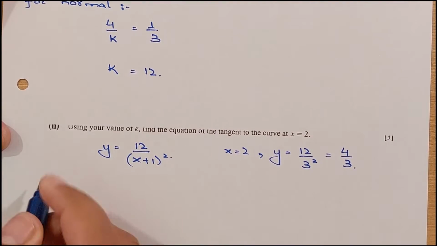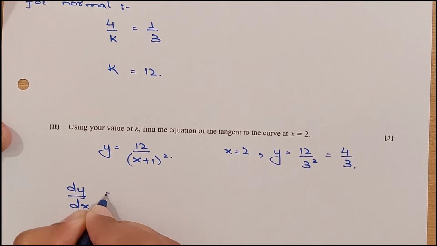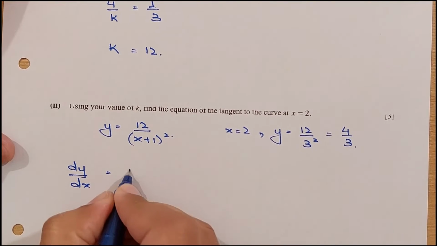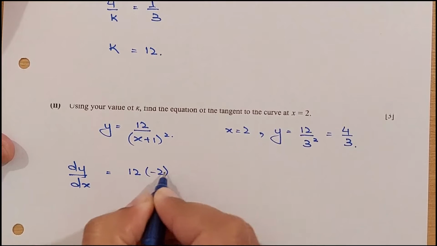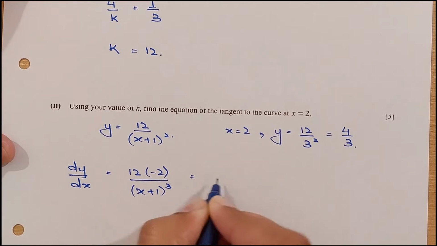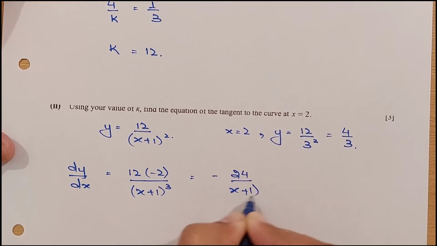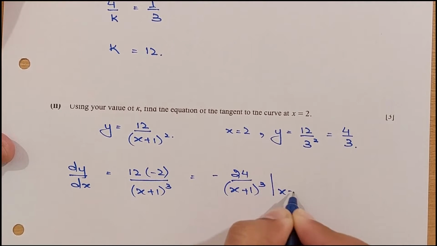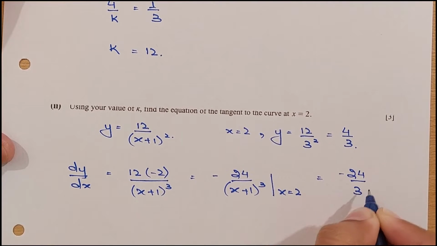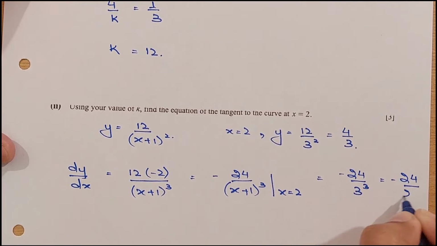Now the derivative we just got from the first step, dy by dx, is this. So k is 12. So we can say 12 times minus 2 over (x plus 1) to the power of 3, so minus 24 over (x plus 1) cubed. At x equals 2, we have to find the gradient. So we have minus 24 over (2 plus 1, which is 3) cubed. 3 cubed is 27. So minus 24 over 27.